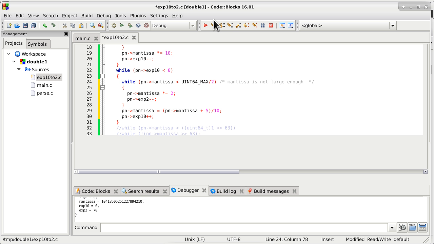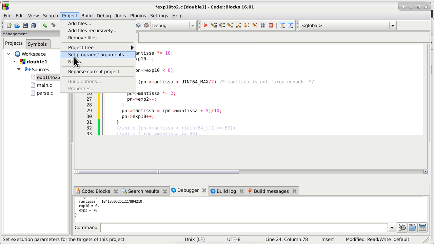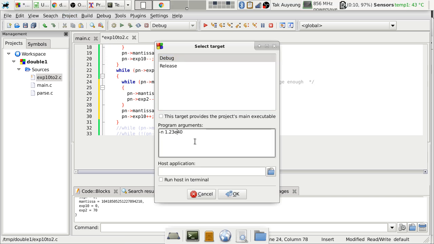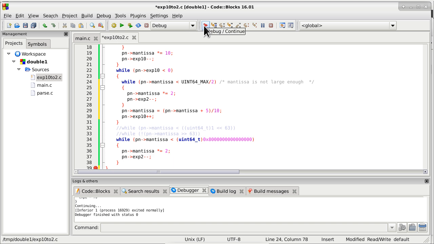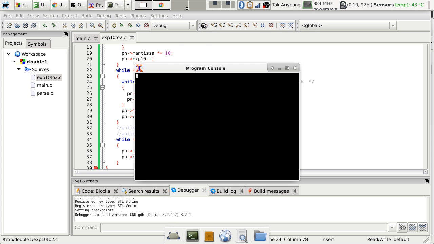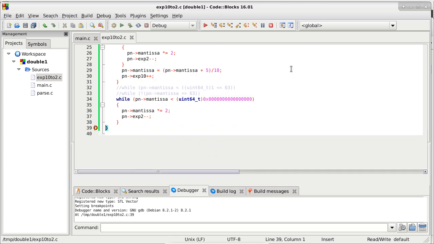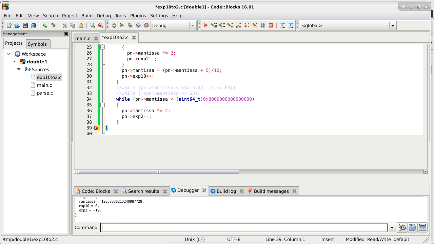Okay, so now we can run the code again, but this time we will change the number first. So we go to project, and then we set program's argument again, but this time we go for -40. So it's still 1.23, but times 10 to the power of negative 40 instead of positive 40. Save that, and run it. And we are stuck in an infinite loop, or not. And then we want to look at the output. Okay. That looks about right.